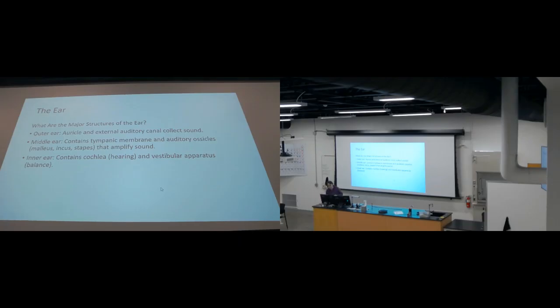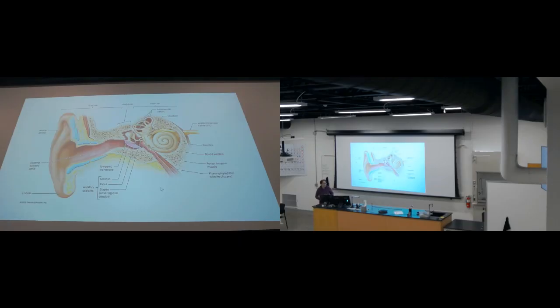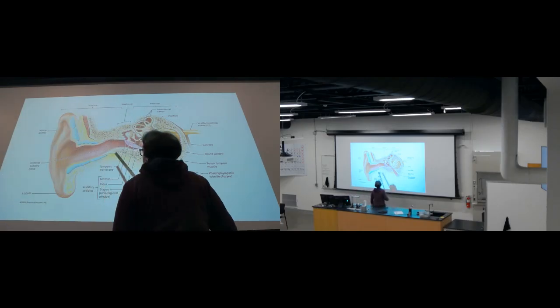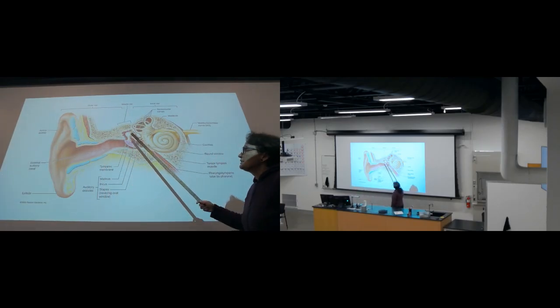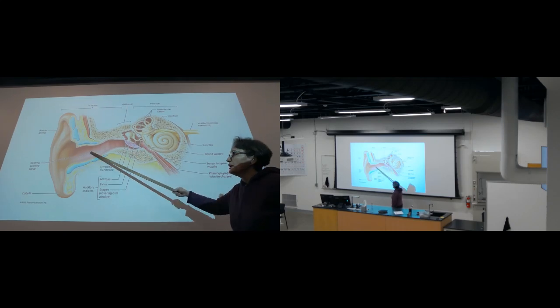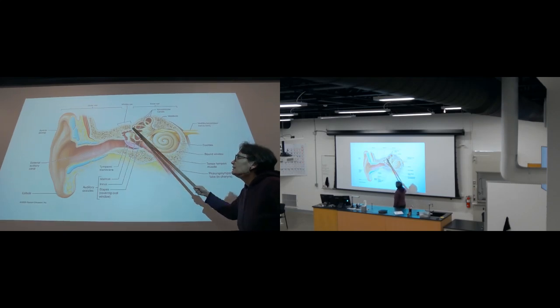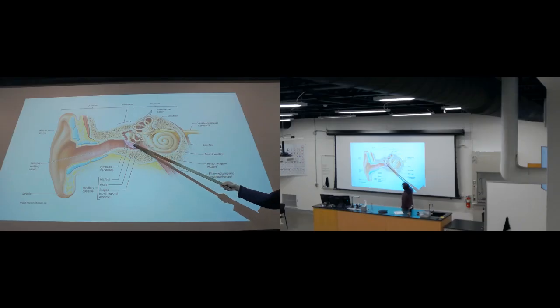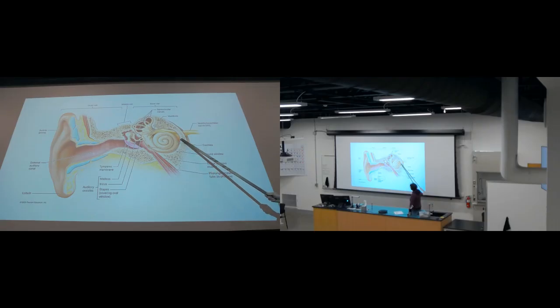Let me change it here. So here is the location of the three parts of the ear. Anything external to this membrane, which is the tympanic membrane, will be external ear. Anything here in this tiny region is the middle ear, and anything here will be the inner ear.